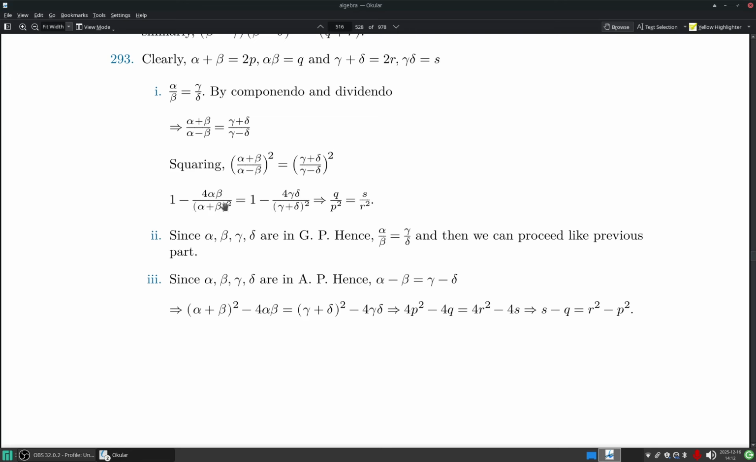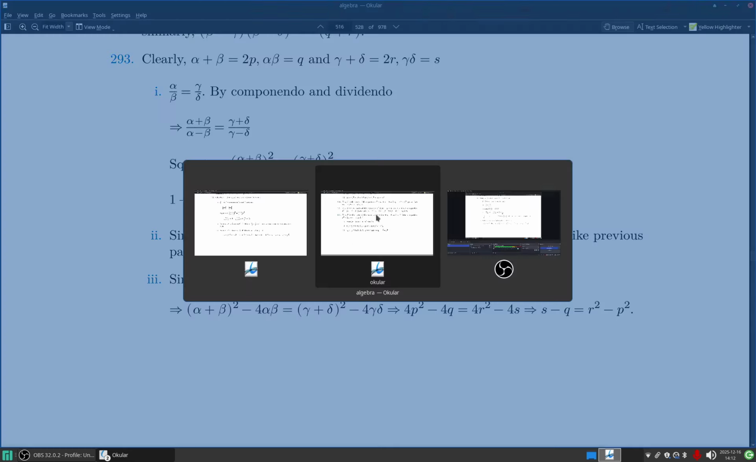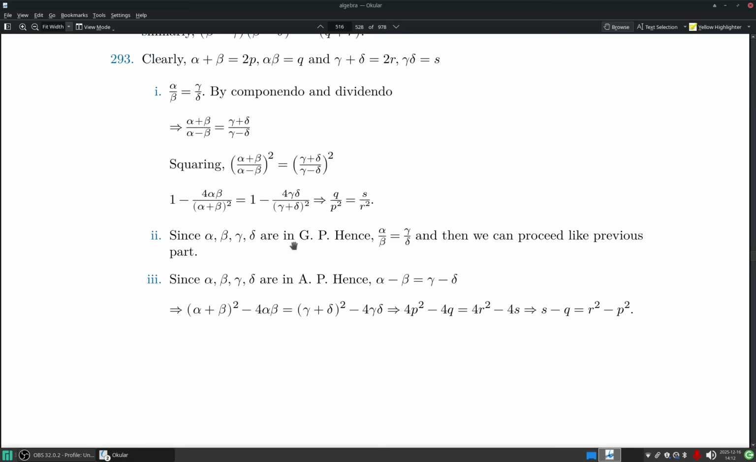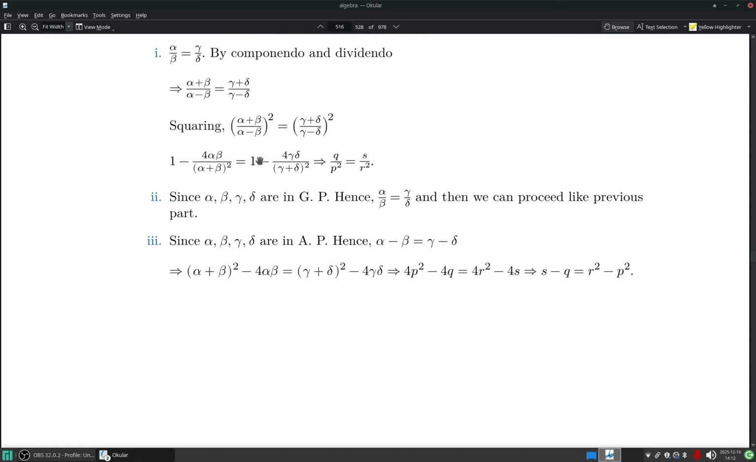So we get this equation, that is 4 alpha beta by alpha plus beta whole square is equal to 4 gamma delta by gamma plus delta whole square. You substitute and then you will get q by p square is equal to s by r square, which is the required condition here. Now if alpha beta gamma delta are in GP, then alpha by beta is equal to gamma by delta because common ratio is constant. And then it is similar to the first part.